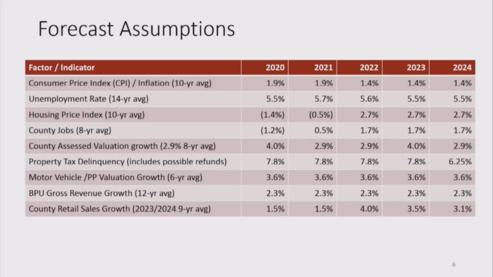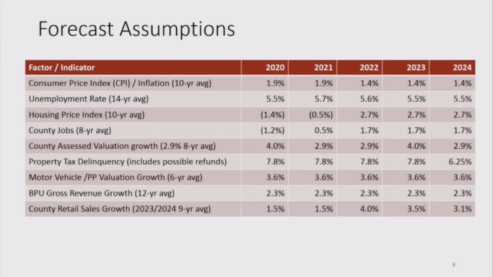The housing price index, that's kind of a tough one to call because there's a lag in housing prices. So they don't react as quickly as, say, sales taxes do when you get into a recession. But I've got it dropping rather than growing. I have it dropping by 1.4% in 2020 and 0.5% in 2021, and then rebounding back to an average growth rate in the latter years.